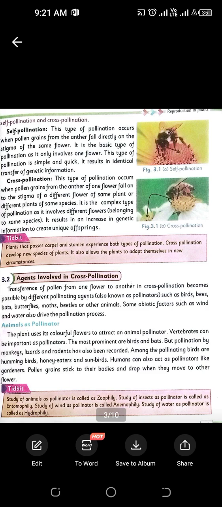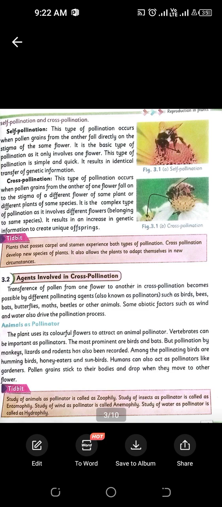Now depending upon the cross pollination, we have different agents, different organisms that help to carry the anther to the stigma for pollination. So they are known as pollinators. Pollinators are the organisms that carry anther and transfer it to the stigma of another flower to support pollination. So there are many pollinators. Some of them are animals, insects, humans, wind, and water.